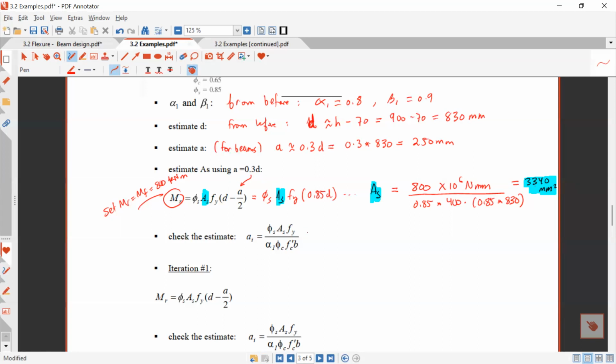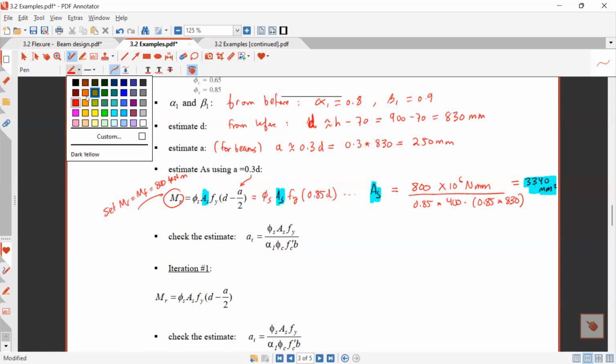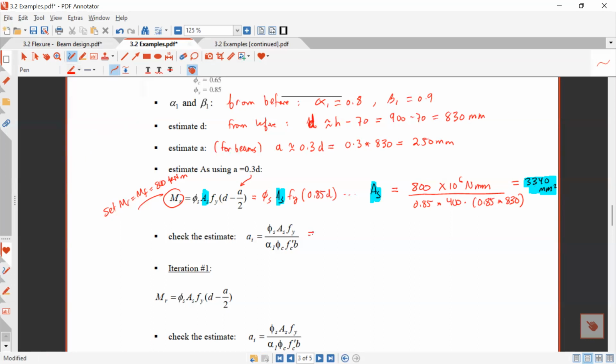So check the estimate. We're going to calculate this A1. A1 is just phi S, so 0.85 times AS, so this 3,340 times 400 divided by alpha 1, which is 0.8 times phi C, 0.65, F prime C, 25, and then B, in this example, it is 450. So if I do this, what do I end up with? If I haven't made any calculation mistakes here, it ends up with 194 millimeter.